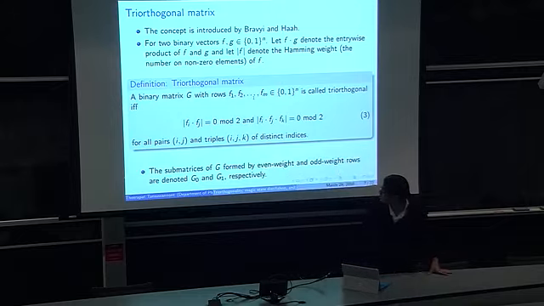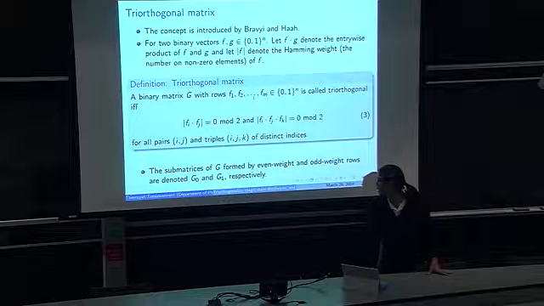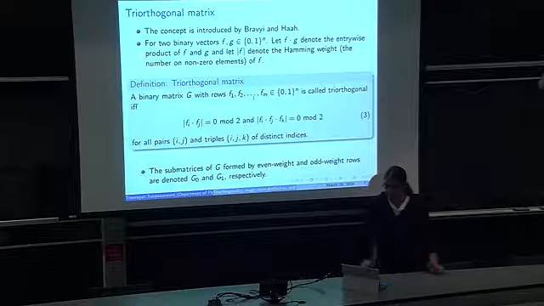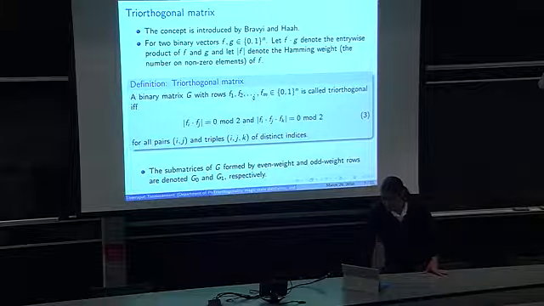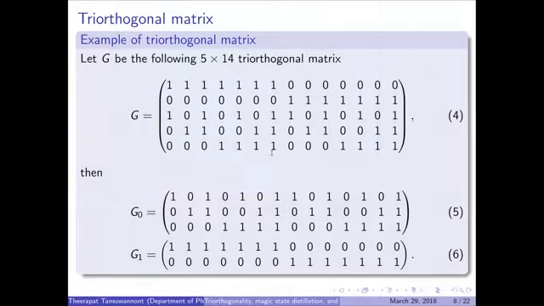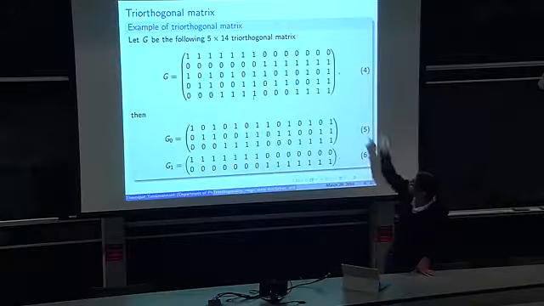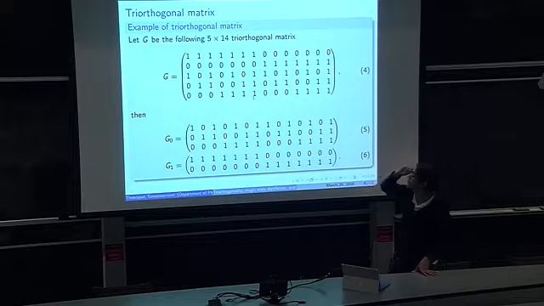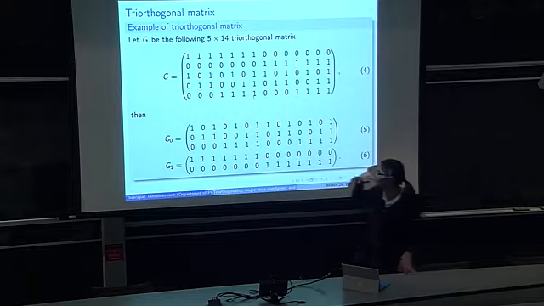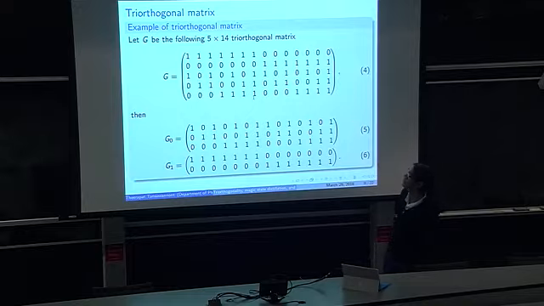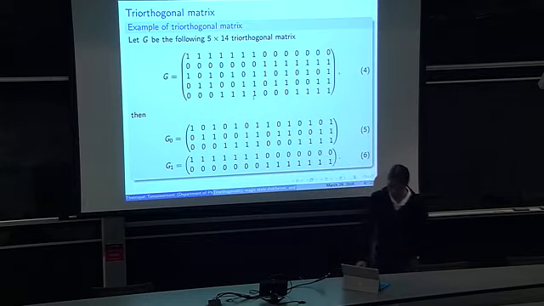Given the matrix G, we have even weight rows and odd weight rows, and we can form the submatrices G0 and G1. Here is an example of a 5 by 14 triorthogonal matrix. We can see that the first two rows are odd weight, so we can define G1 like this, and the last three rows are even weight, so we can define G0 like this.